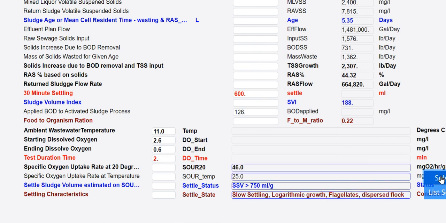you'll see that we now say we have slow settling, logarithmic growth, and this type of conditions, and we'd expect a settled sludge volume of over 750. So I'll put this back to 4 and solve it, and you'll see that you have an application that will give you an idea of what you should see under a microscope.